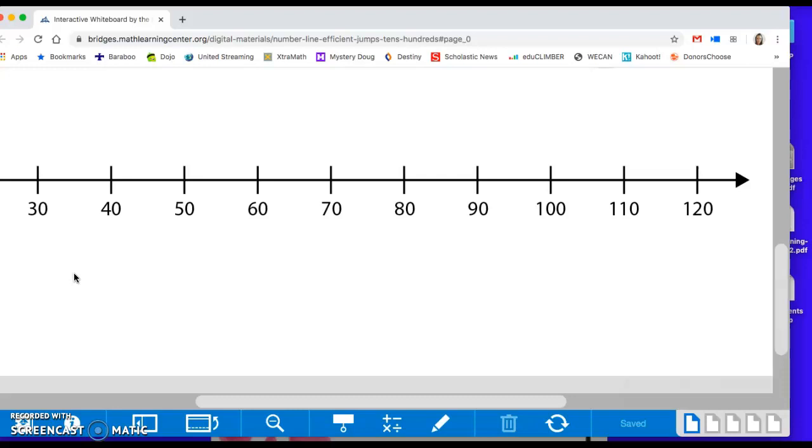Just take a moment and think. If I was on 30 and I spun 1, where would I be? Shout it out on the count of 3. 1, 2, 3. 31. You're correct.